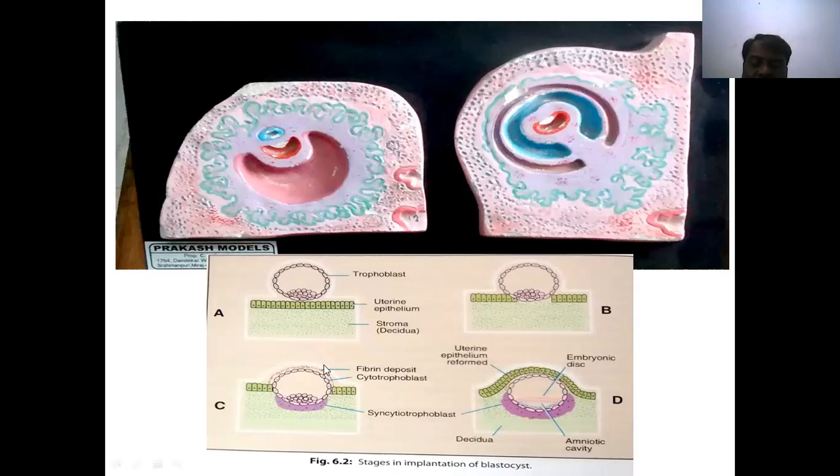Where is the cranial side? That is the syncytiotrophoblast, and then the cytotrophoblast. Next, we can also add the extraembryonic mesoderm. Where it attaches to the uterine epithelium, this is the syncytiotrophoblast, this is the cytotrophoblast, and this is the deciduum. Where it is attached, that is called the deciduum basalis.